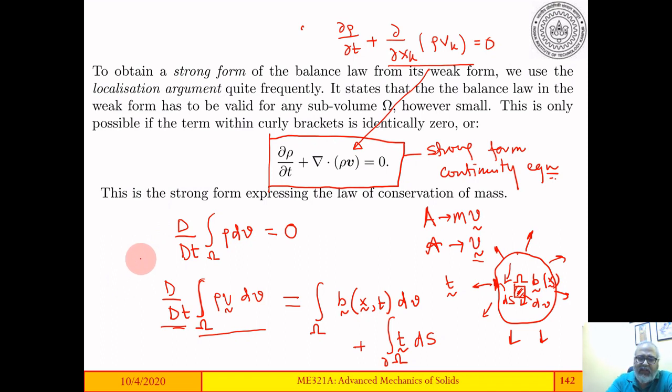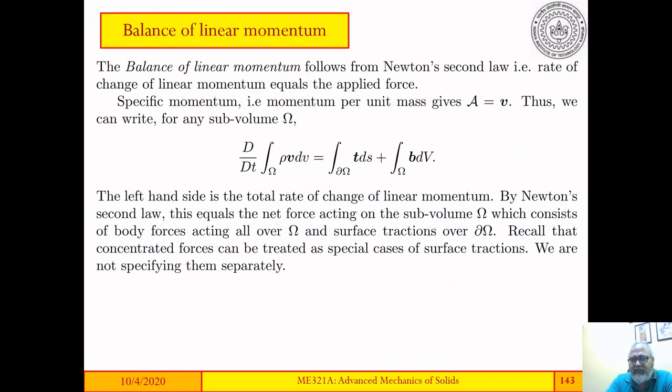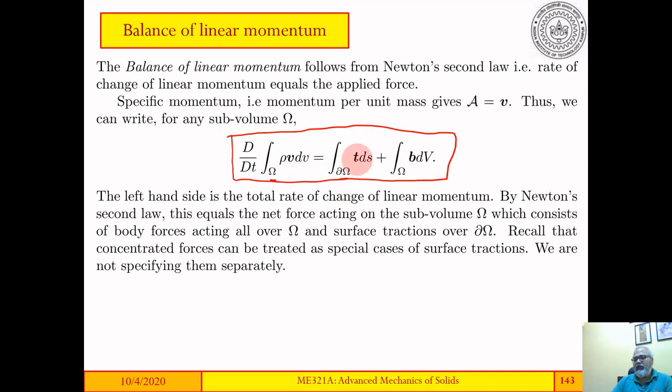So this is where I am going to start from in this lecture. This is my law of conservation of linear momentum, or Newton's second law, whatever you choose to call it. And this is a weak form because I am applying it over an extended volume omega, which can, however, be as small as you want.